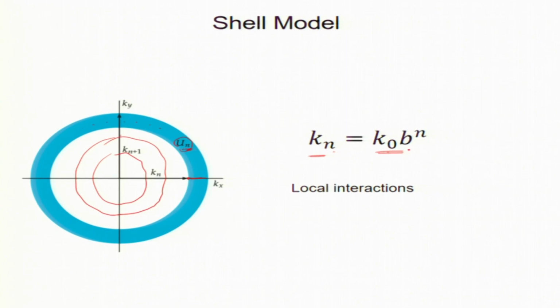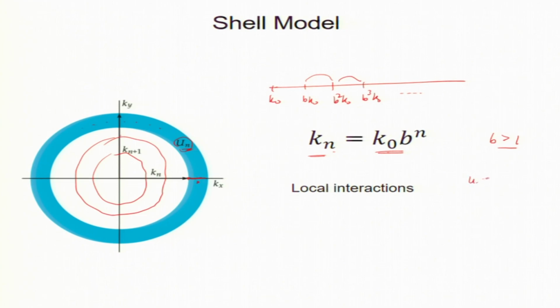Okay. So the first radius is k naught. So I can draw this stuff here. k naught. Next is k1, which is b times k naught, then b squared k naught, b cubed k naught, like this. It is linear in log space, but if you look at it in linear scale, this gap will be bigger, b is greater than 1, okay, b is greater than 1. So this gap will keep increasing, okay.